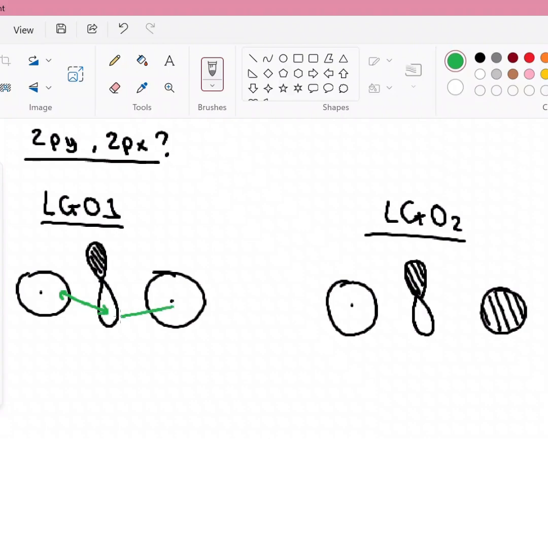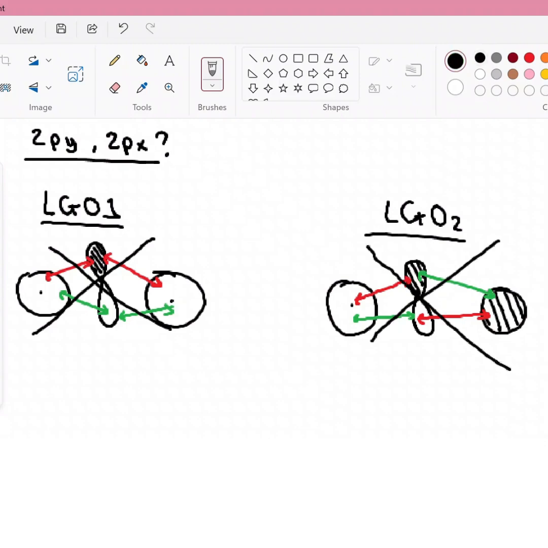So in LGO1 we have both constructive and destructive interactions as like and opposite phases overlap. The interactions cancel each other out, so there is no overall bonding. So this combination of atomic orbitals will not form a molecule. It is the same for LGO2. There is an equal amount of constructive and destructive interaction, so there is no overall bonding happening. Therefore, we can say that 2py and 2px will form two non-bonding molecular orbitals.